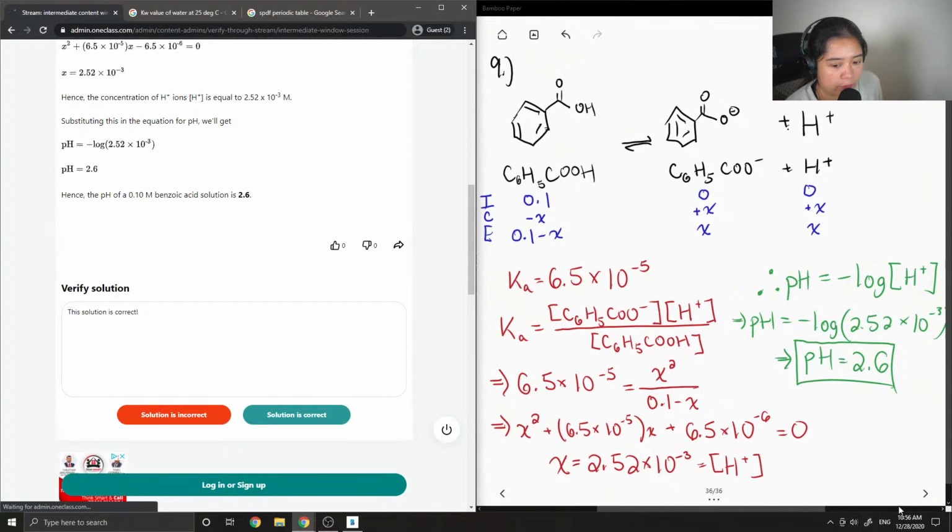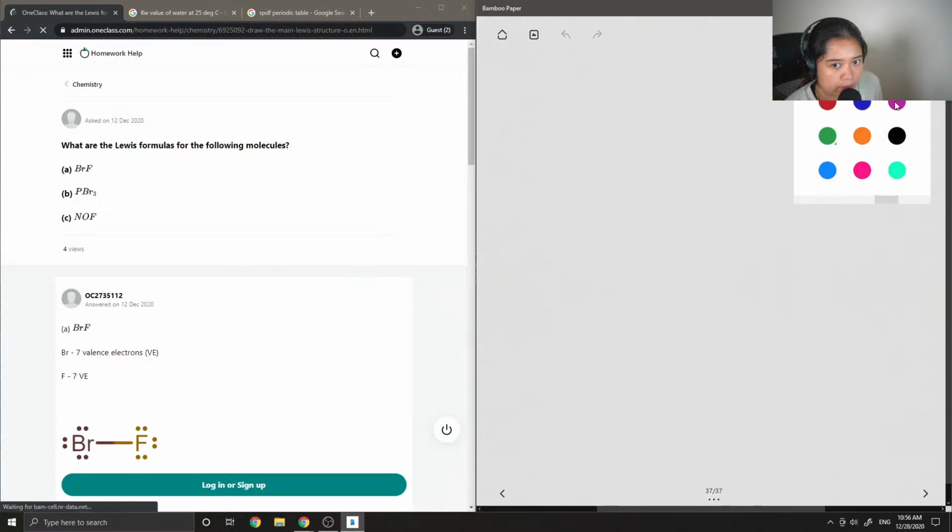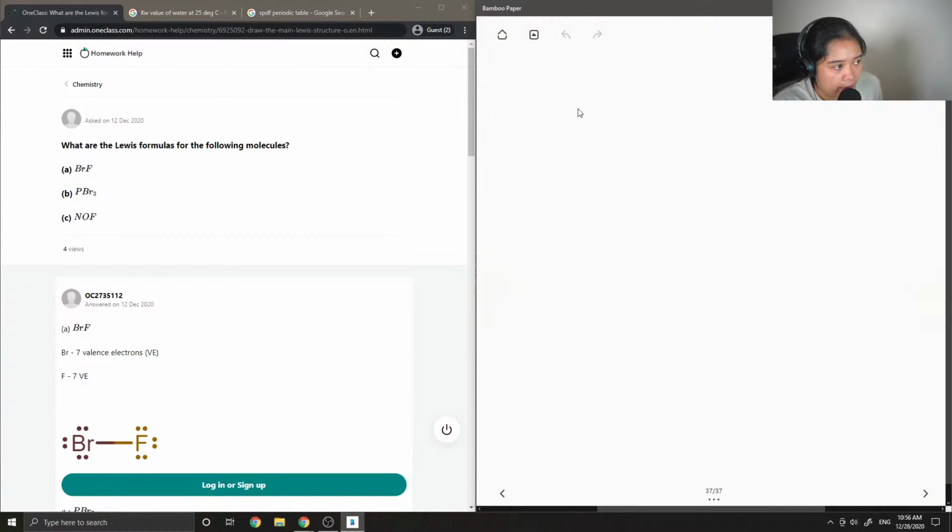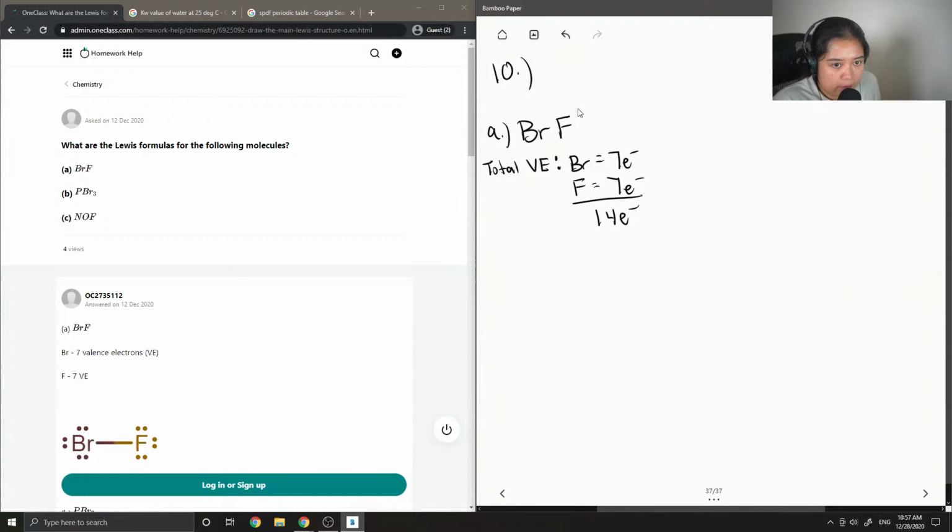I think we have time for one more question. Question 10. What are the Lewis formulas for the following molecules? So first we have a bromine attached with fluorine. If we were to calculate their total valence electrons, bromine has 7 and fluorine also has 7. So we have a total of 14 valence electrons.